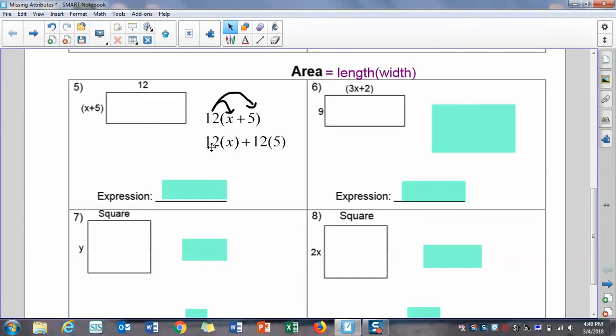So when I multiply 12 times x, I simply get 12x, and then we do plus the product of 12 times 5. So our final simplified expression would be 12x plus 60. So let's go ahead and look at example 6.